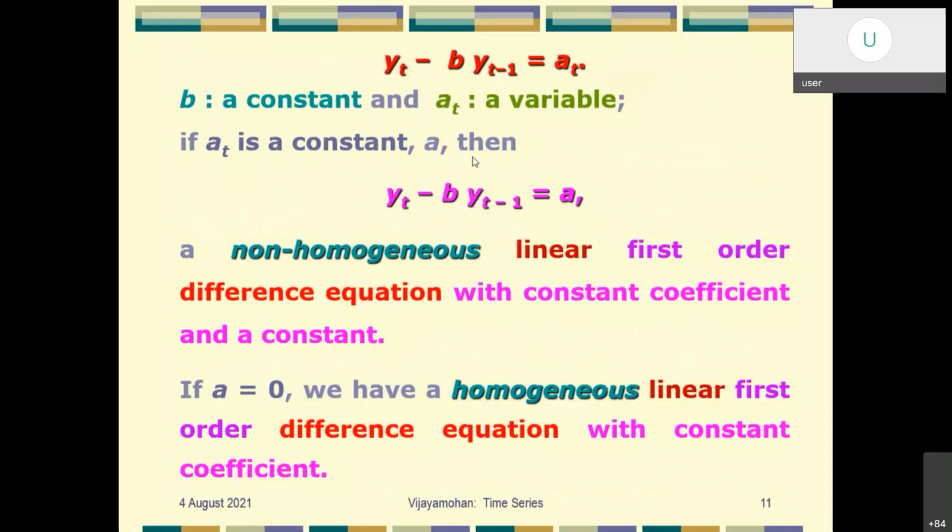Now, usually for simplicity, this b is a constant and the at is taken as a variable, but it can be taken as a constant also. So that we can write this as yt minus b yt minus 1 equals a. Now, this is said to be a non-homogeneous linear first order difference equation with a constant coefficient and a constant. B is a constant coefficient. A is the constant. This is linear because yt and yt minus 1 have a power of 1. And this is first order because we are using only one lag. And this is non-homogeneous because on the right-hand side, a is not 0. If a equals 0, then we have a homogeneous linear first order difference equation with a constant coefficient. So this is a difference equation.